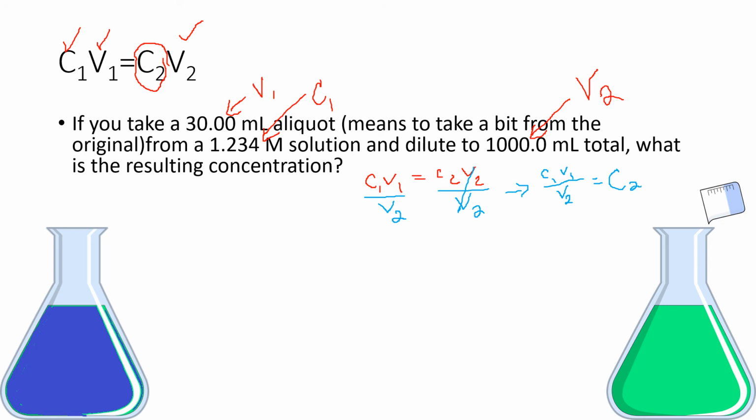Okay, well now all I have to do is plug in the pieces that we know. So let's see, C1, what was my C1? It was 1.234 molar. All right. Y'all watch and see what happens with my units. They better work out, or otherwise you guys get to yell at me about this, right? Let's see. Do we have another piece? What else is on top? V1. What was V1? 30.00 mils.